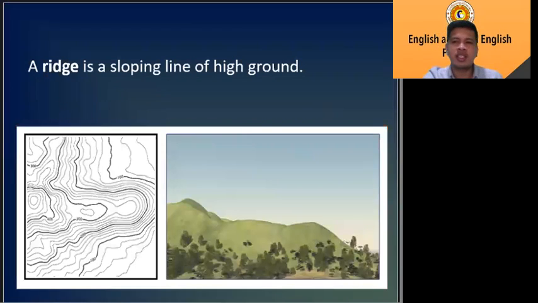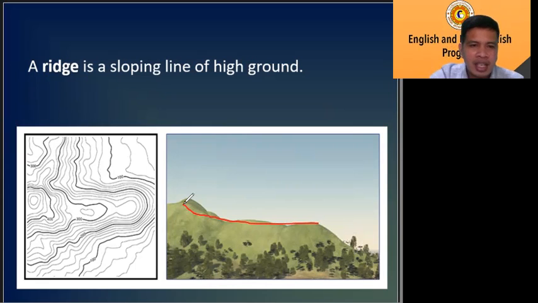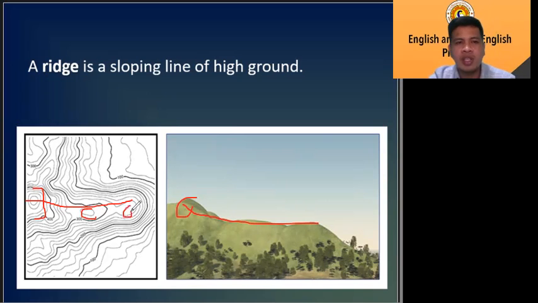Another land feature that you can see is a ridge. Okay, so a ridge is a sloping line of high ground, high ground like this one. If you look at this one, when standing on the center line of the ridge, this is what you will see. This is the higher point, and then another higher point, and then this one. Okay, we call this a ridge. If you see something like this, it is a ridge.